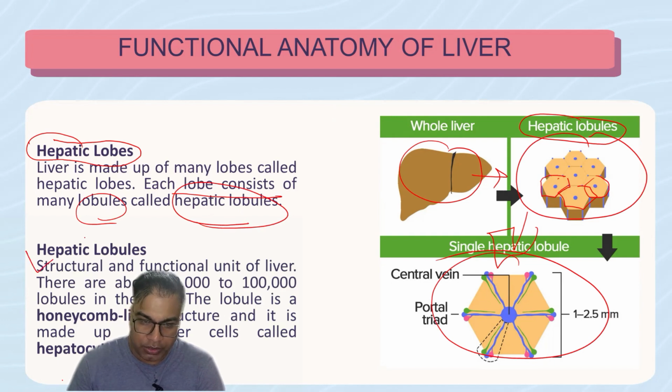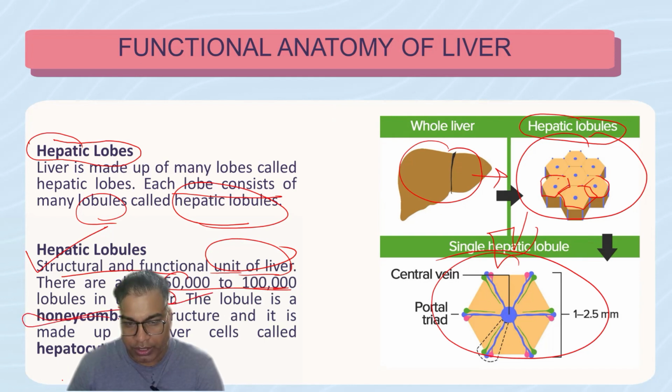Now come to the structure of the hepatic lobule. It is a structural and functional unit of the liver. There are around 50,000 to 1 lakh lobules in the liver. It has a hexagonal or honeycomb-like structure that is made up of various hepatocytes. These are the liver cells.